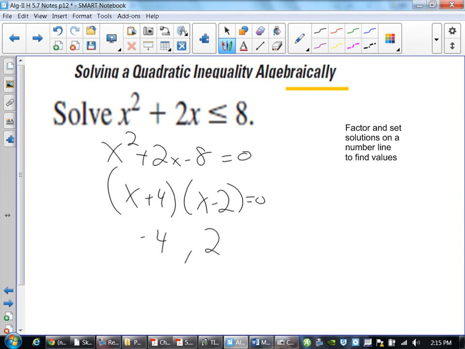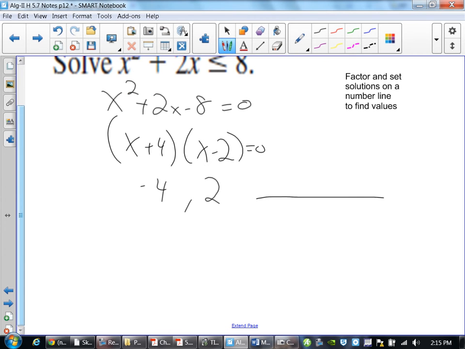So you've got two values, negative 4 and 2. What I want you to do is put them on a number line. Don't make a crazy number line. All I want you to do is place negative 4 and 2. How many sections do we break that number line into now? 3. There are 3 sets of values: numbers smaller than negative 4, numbers between them, and numbers greater than 2.